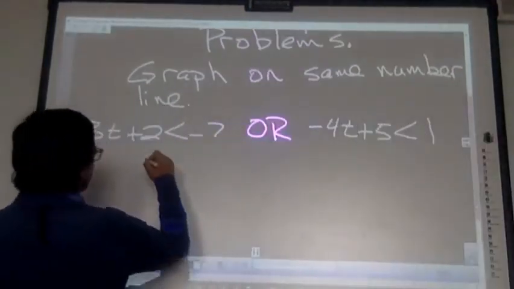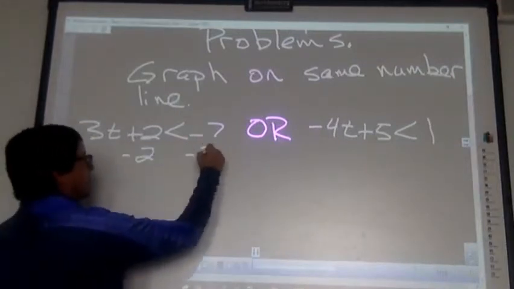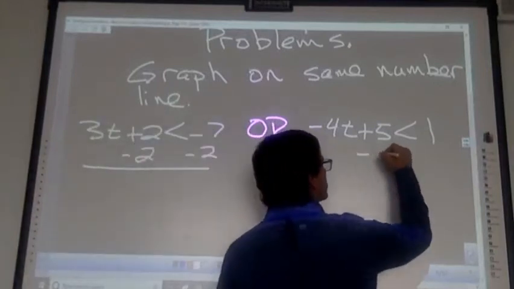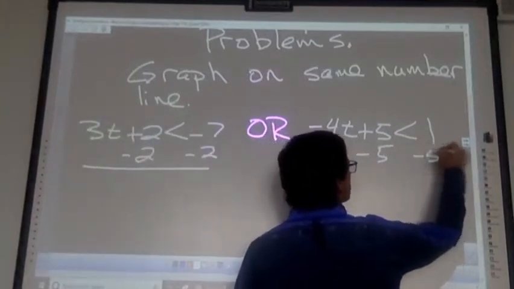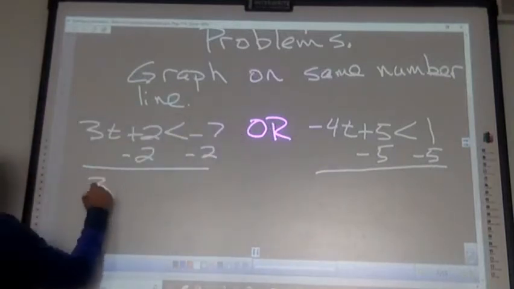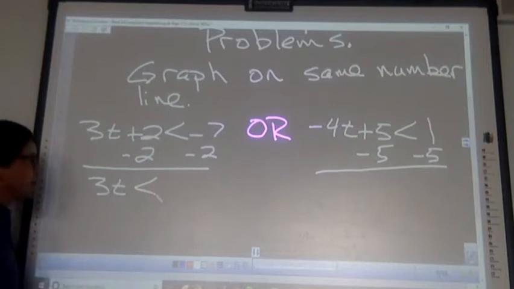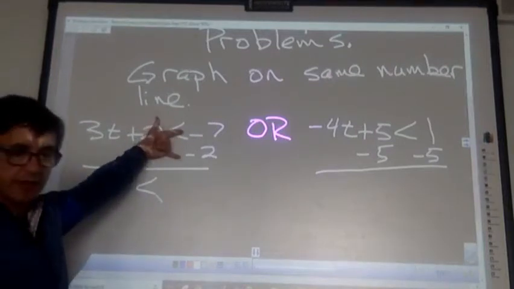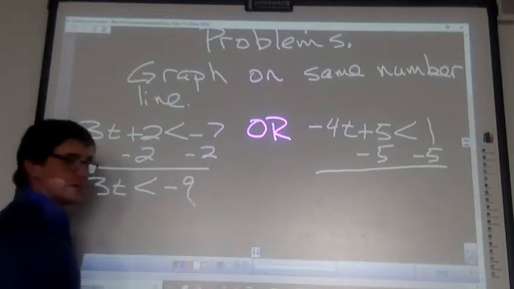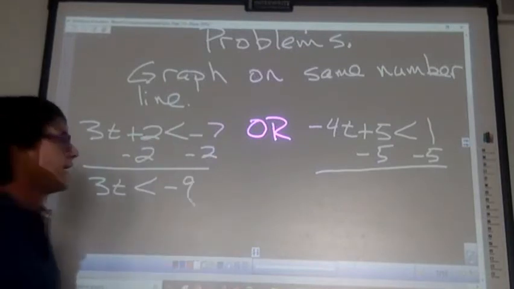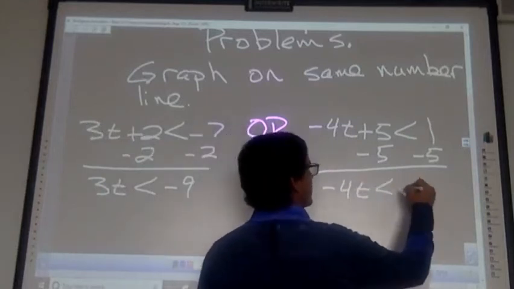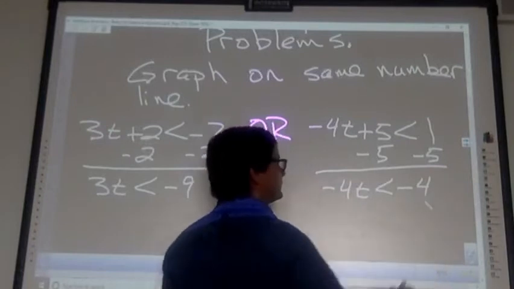Now we're just going to solve these 2 separate problems. On the left one, I'm going to subtract 2 from both sides. On the right one, I'm going to subtract 5 from both sides. I end up with 3t less than. Remember, when you're subtracting 2 negatives, add the numbers, keep the sign. 7 plus 2 is 9, keep the sign, -9. On this side, we have 4t is less than -4.